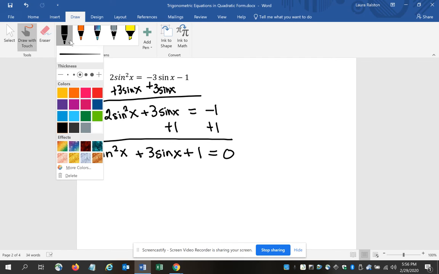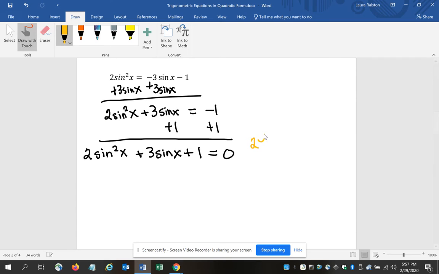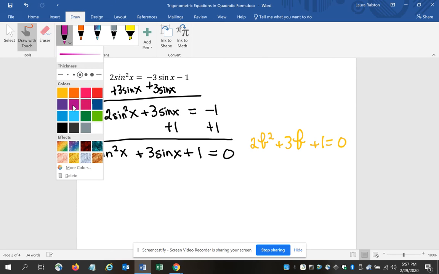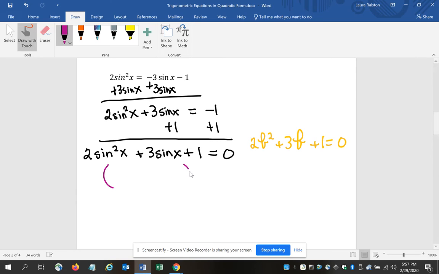And again, at that point, just to give you something to relate it to, this is like having 2b squared plus 3b plus 1 equal to 0. It's like having a good old basic quadratic. It's just that instead of having plain old x, plain old b, or a, or whatever, you have sine squared. Okay, so I'm going to try to factor this particular problem. So I'm going to see if I can break it up.